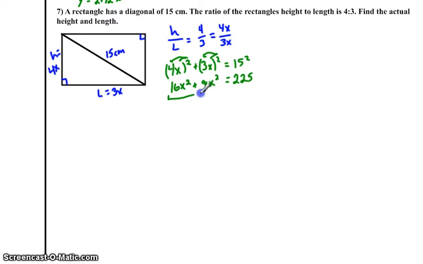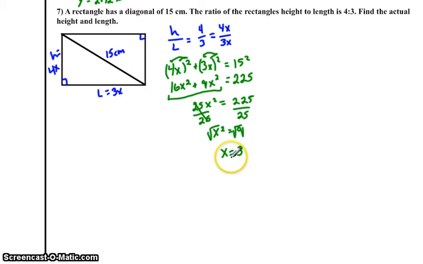We can combine like terms because both of these terms are x squared terms. So 16 plus 9 is 25x squared equals 225. We can't take a square root yet because the x has not been isolated. Before we take a square root, we will divide both sides by 25. We obtain x squared equals 9. Taking a square root of both sides gives us that x equals 3.